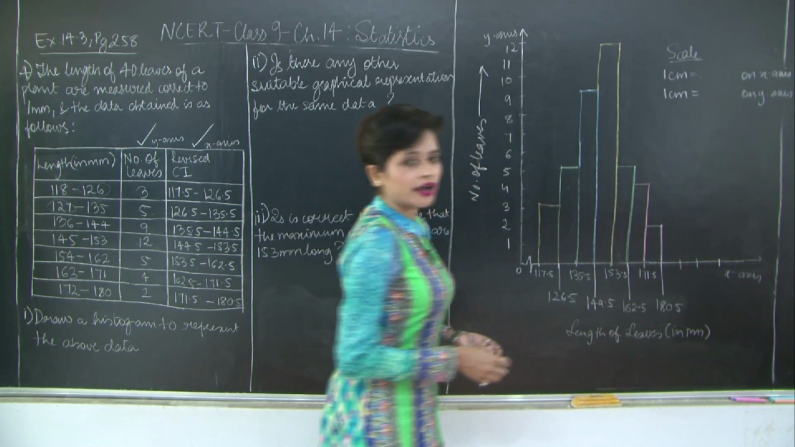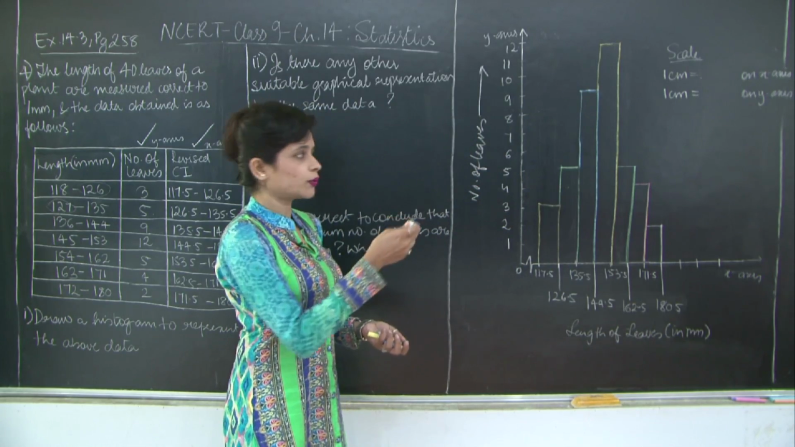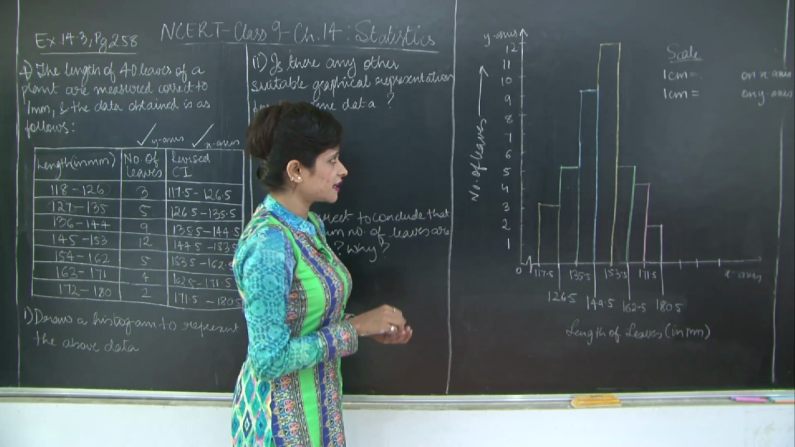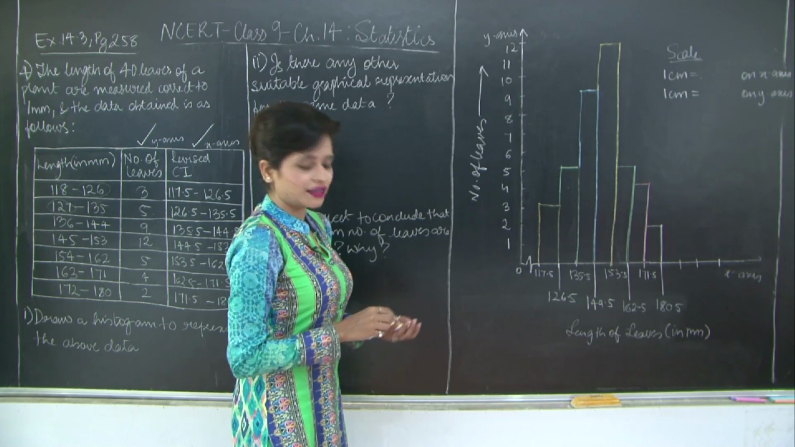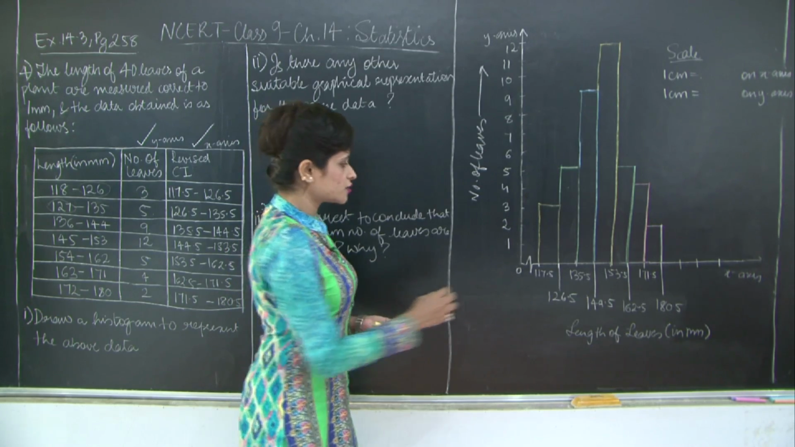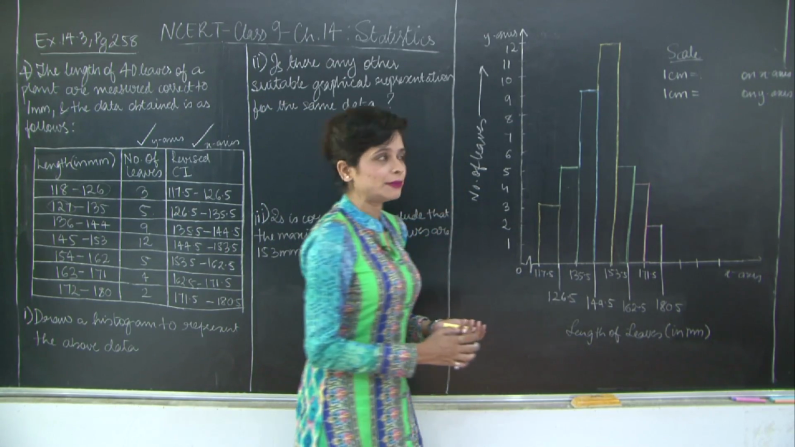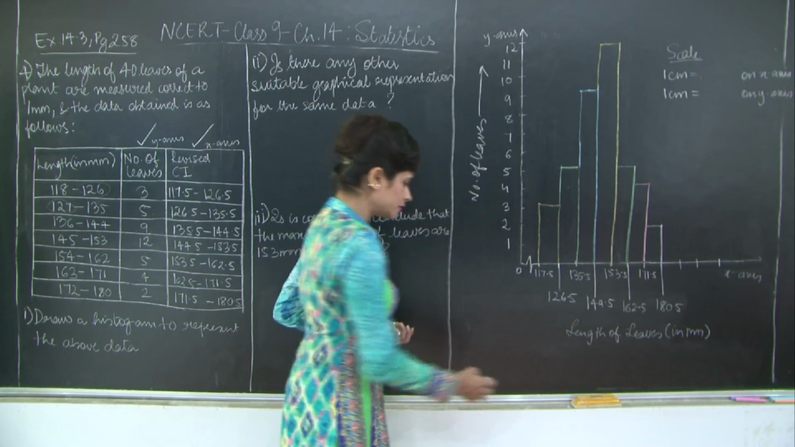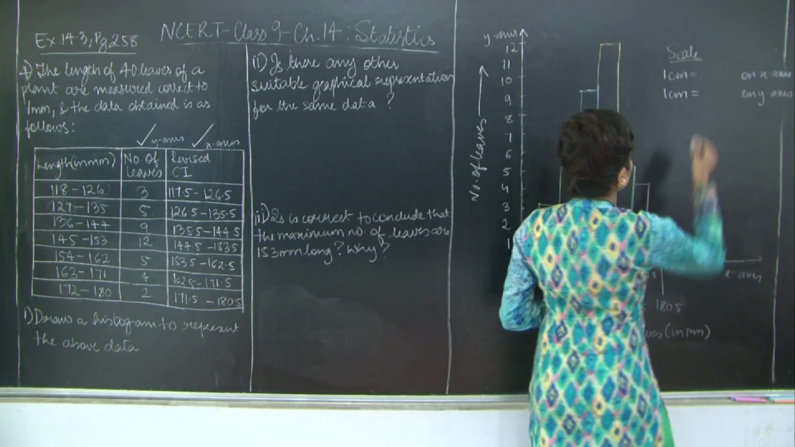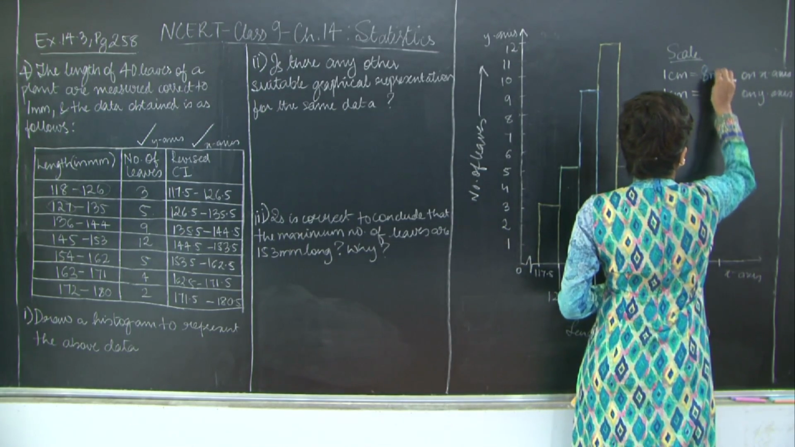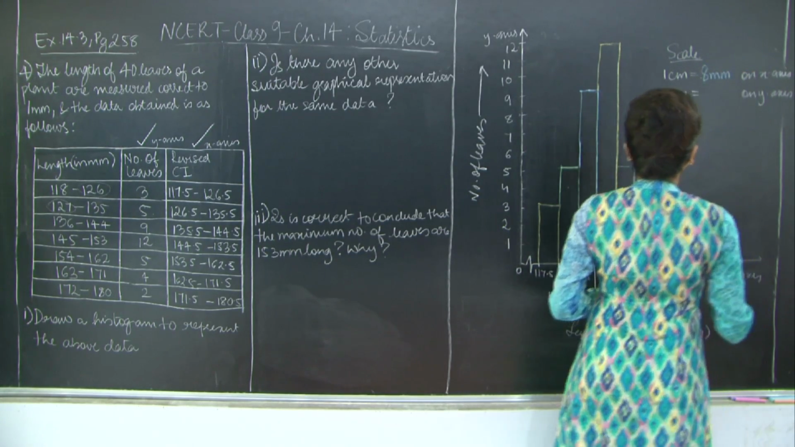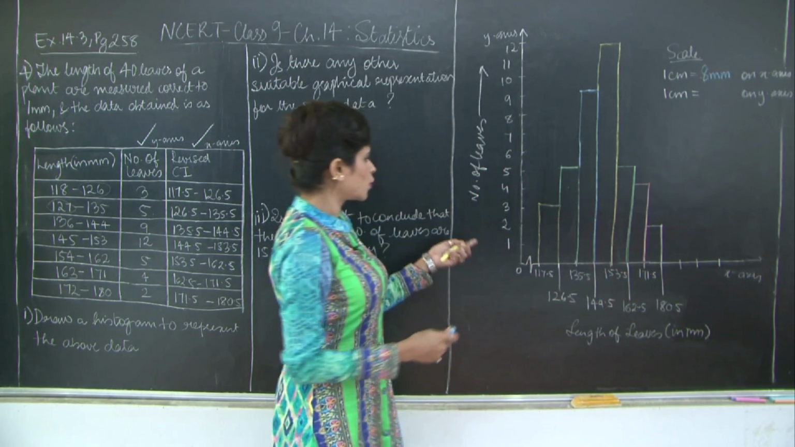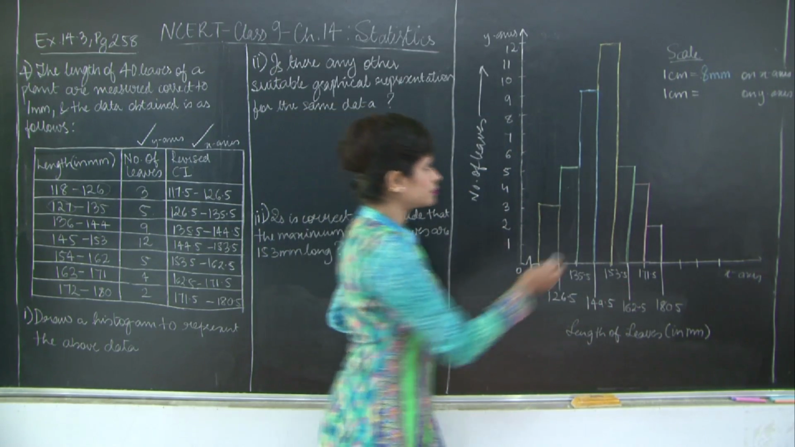So this is the required histogram, and now we will write down the scale. On the x-axis we have the length of leaves in millimeters. So that's going to be 8 millimeters on the x-axis because we have taken differences of 8, right? So 8 millimeters on x-axis, and on y-axis we have 1 leaf.